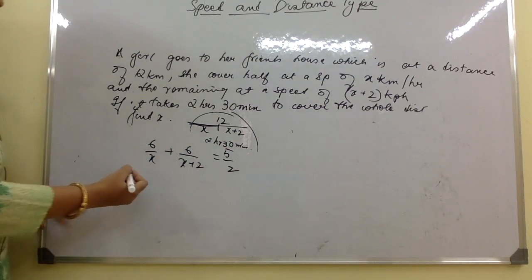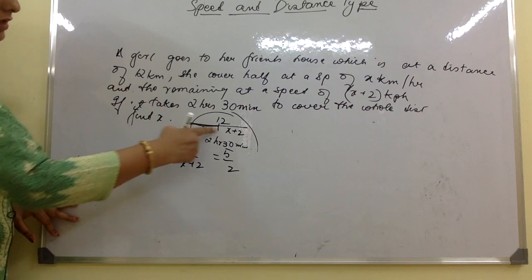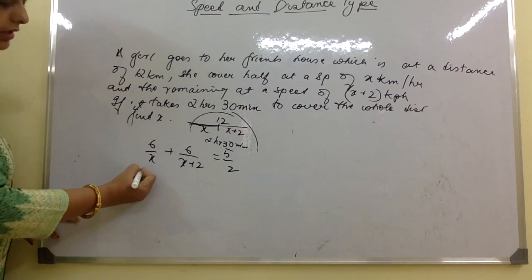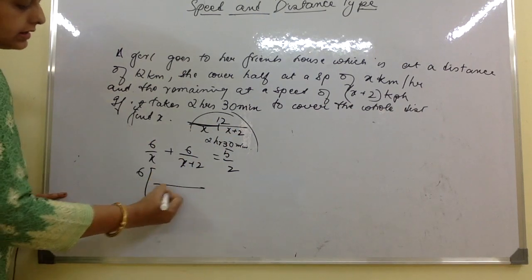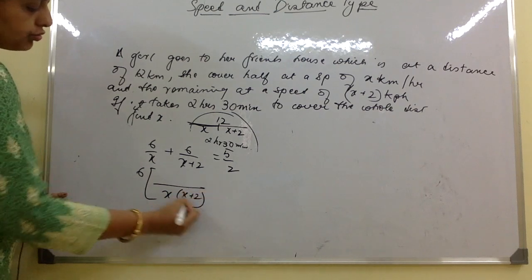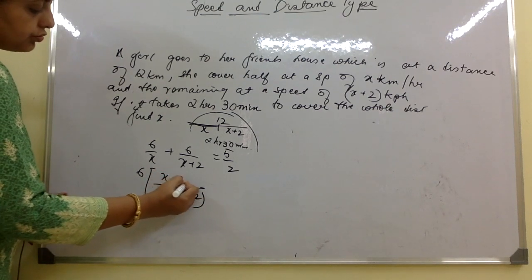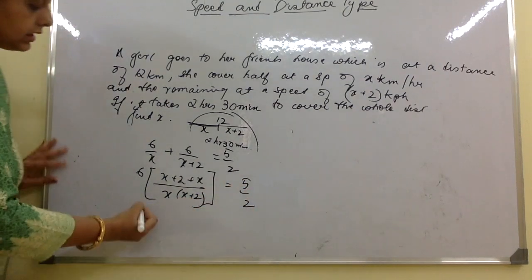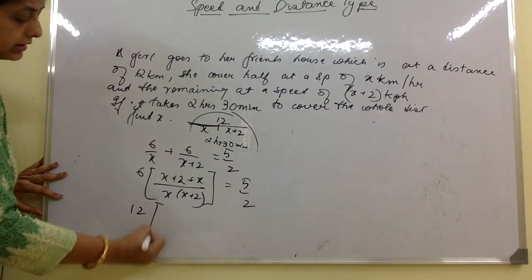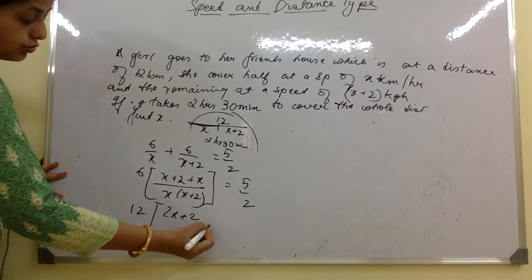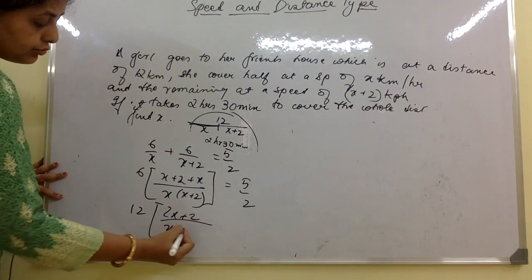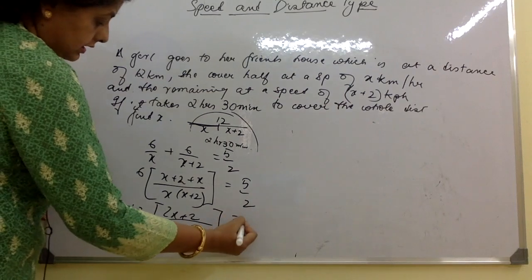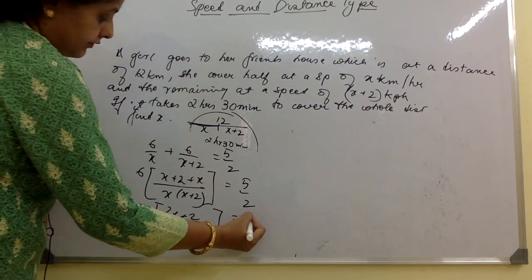Now this is my sum. This is one time to cover half of the distance, and time to cover the other half. Take the 6 out, and then I have 1 by x plus 1 by x plus 2, which is x plus 2 plus x over x into x plus 2. So LCM addition is done, that is equal to 5 by 2. Now I have 12 into 2x plus 2, and then it is x square plus 2x, that is equal to 5.